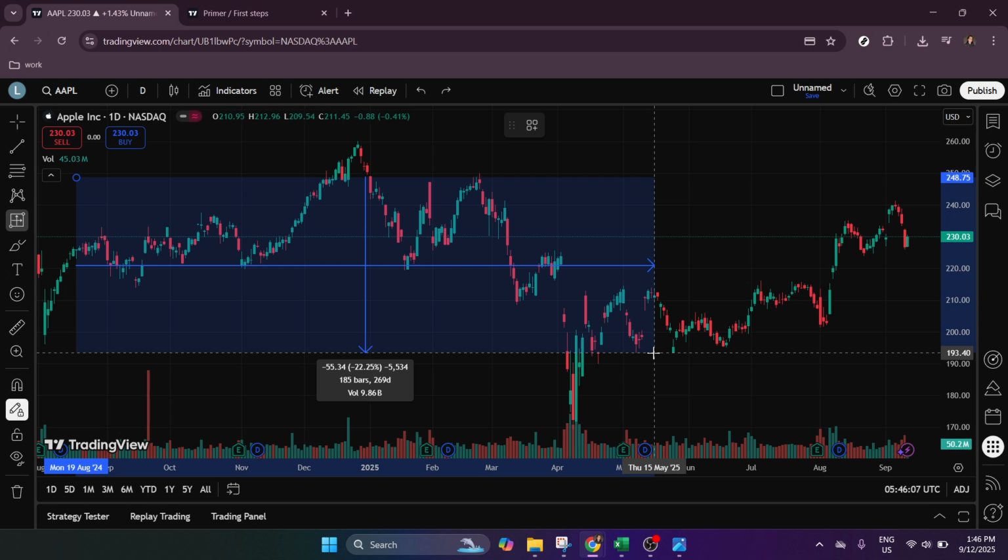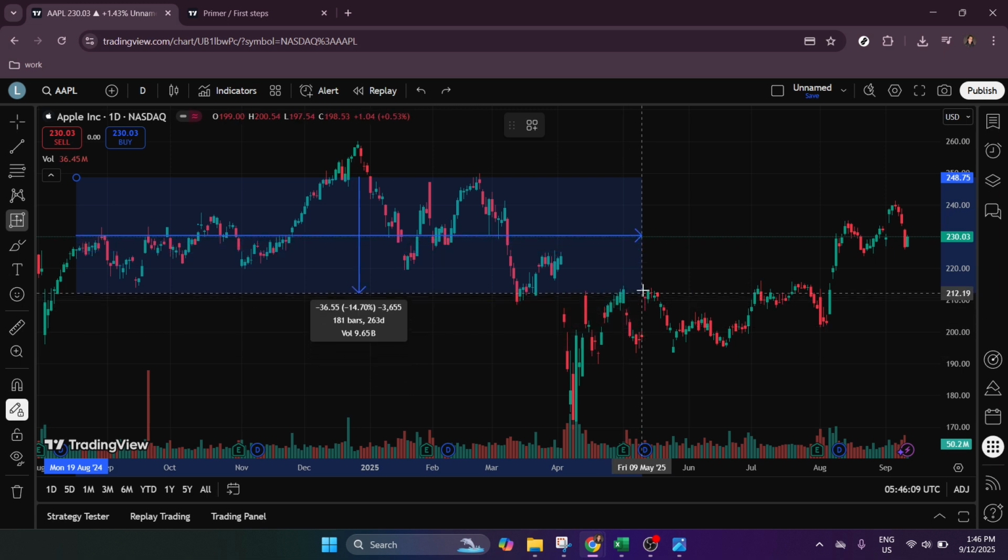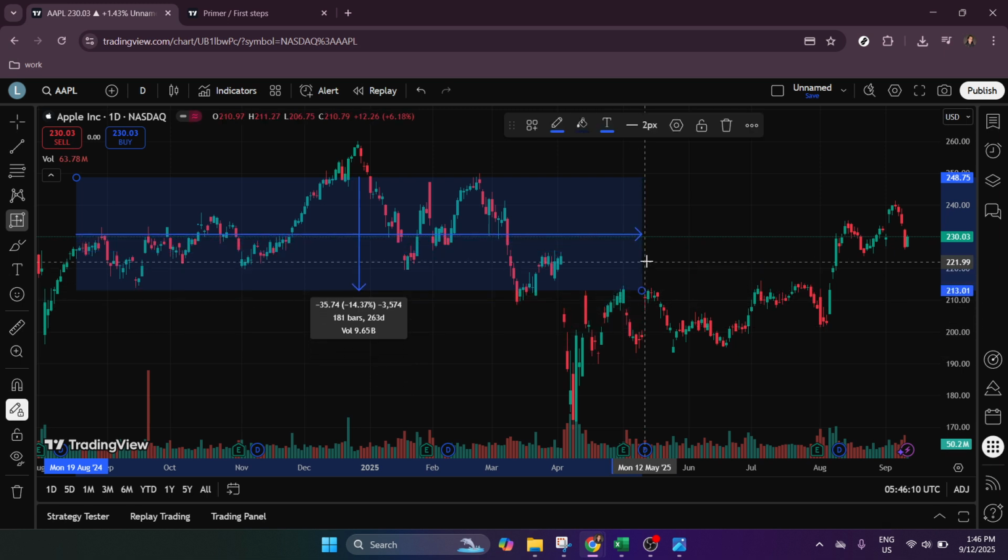Now you'll want to turn your attention to the Price Range tool. Similar to Date Range, but this time you're measuring the price movement between 2 points on the chart. This is especially valuable when evaluating volatility and understanding how the security's price has changed.